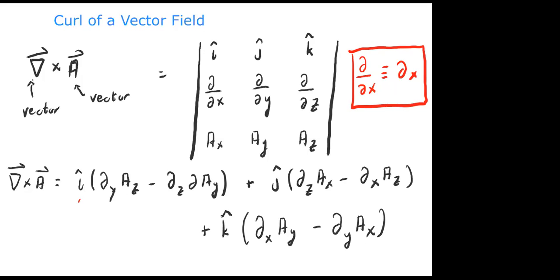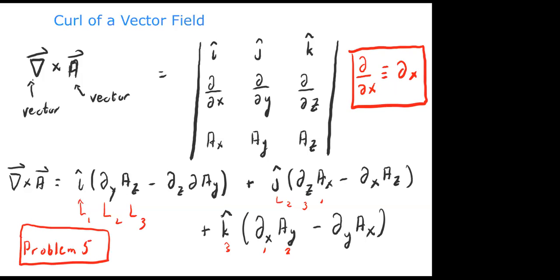So again, the cyclic rule bails you out: 1, 2, 3, and here is 2, 3, 1, and here is 3, 1, 2. That formally is how you would calculate the curl of a vector field in Cartesian coordinates. It's a pretty straightforward exercise to do. I will leave this to you to experiment with in problem set 5, which will be available on Google Drive on Monday.